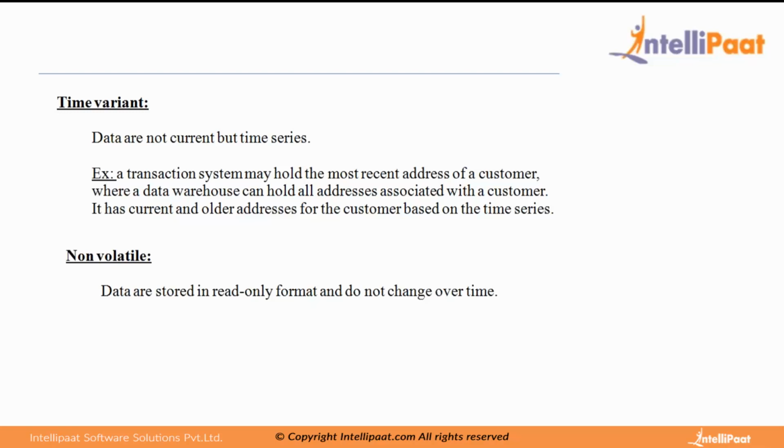Now, data in a data warehouse is time variant. The data is not always current, it is a time series. You have all the history data there. So you have the current data, and along with that you also have the historical data. So it's time variant data. In a data warehouse you can also find data as old as 5 years, 10 years. That completely depends on the size which your warehouse can accommodate.